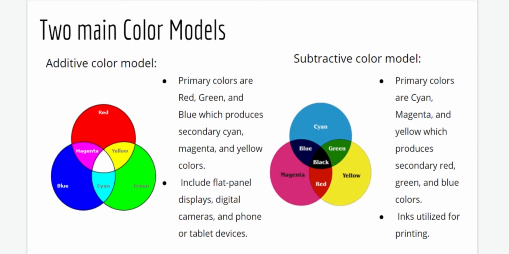Understanding the RGB color model is important for graphic designers because it is used for pretty much any sort of display, screens like flat panel displays, digital cameras, phone, and tablet devices.